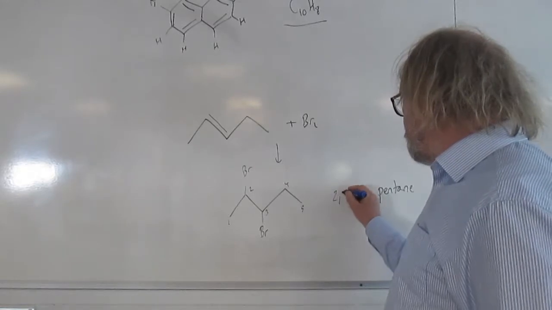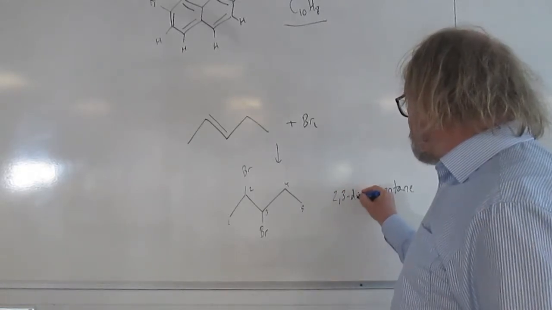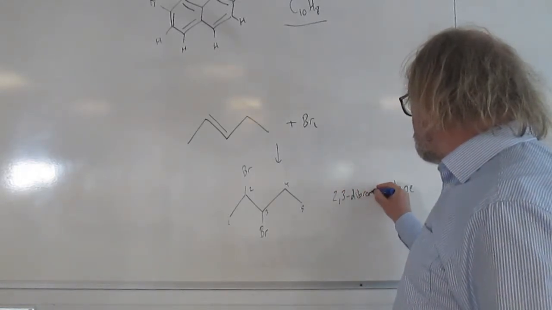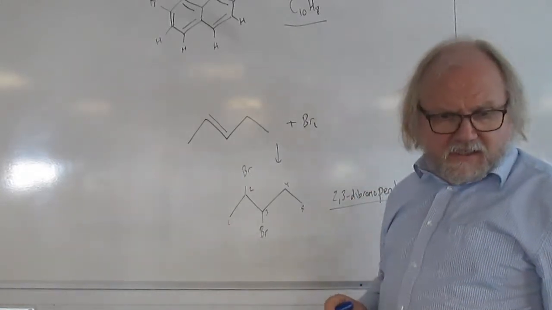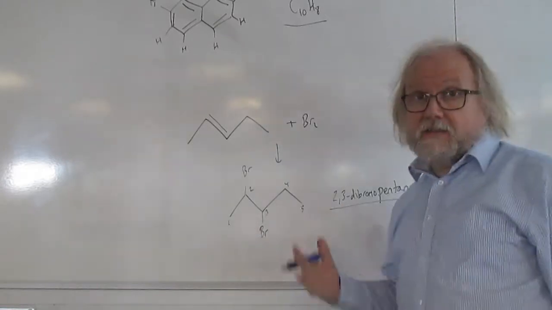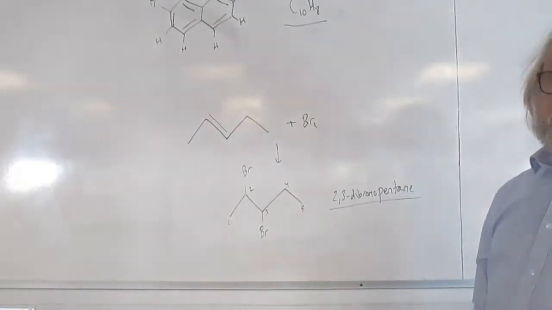So it's 2, 3, because there are 2 of them. It's not just bromo, but dibromo. So 2, 3 dibromopentane is the answer, which is D, and therefore that's the correct one for question 18.